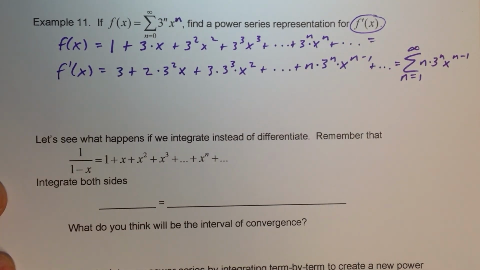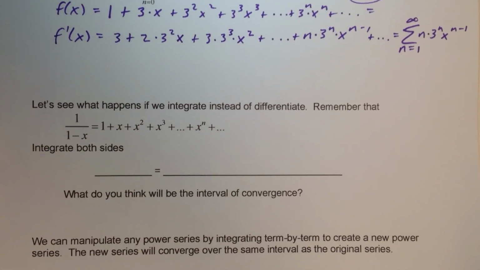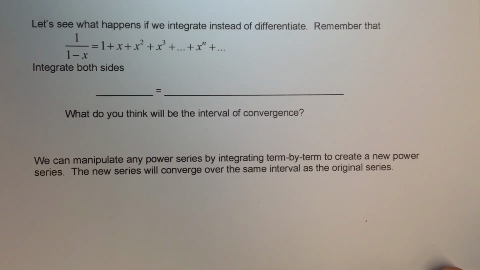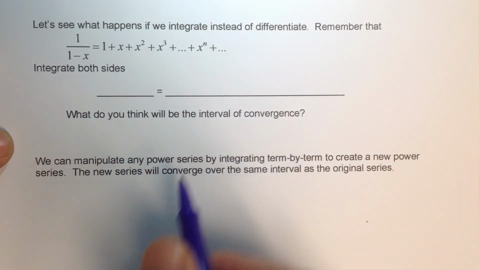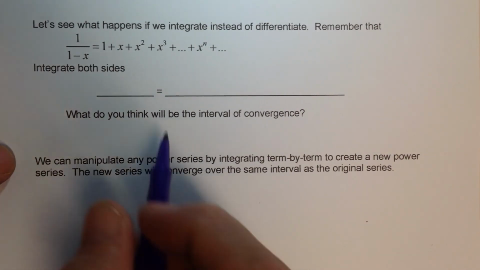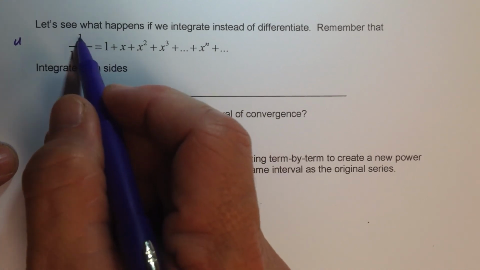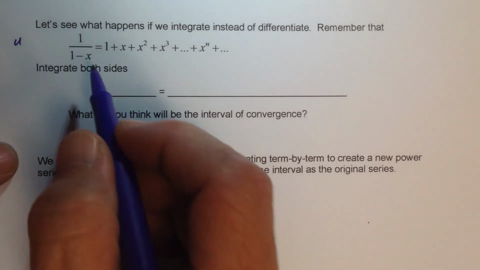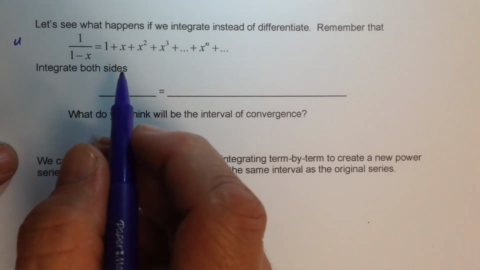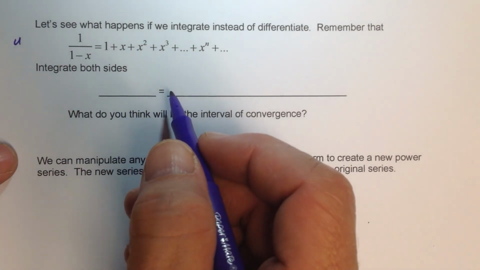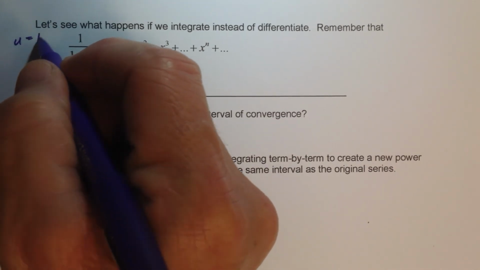Okay, so let's go ahead and take a look at the next one. Let's see what happens if we integrate instead of differentiate. So we've got that same function. When we integrate both sides, if we want to find an antiderivative of 1 over 1 minus x, don't make that careless error of just saying it's ln of 1 minus x, or even ln of the absolute value of 1 minus x. This is a u sub.